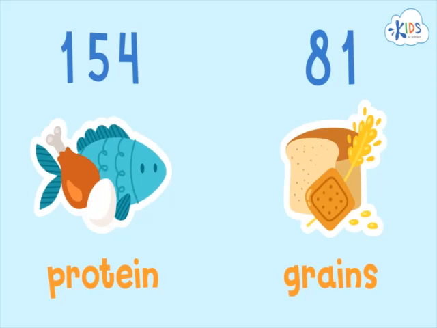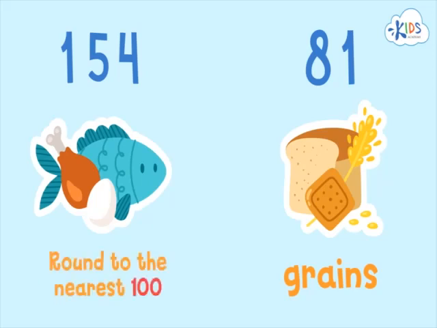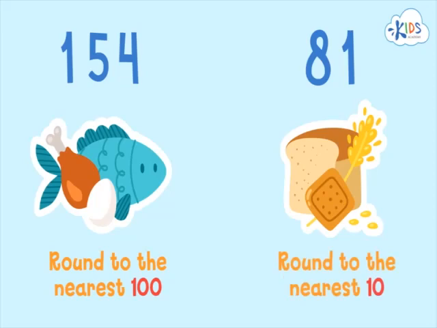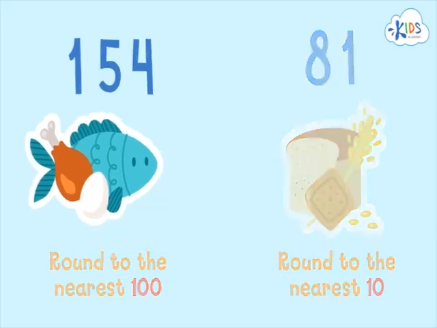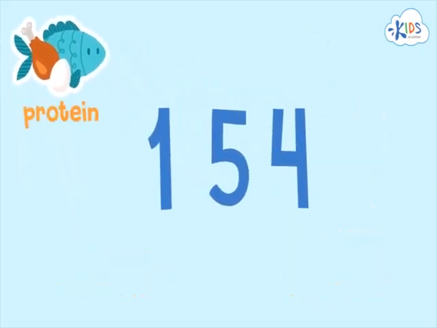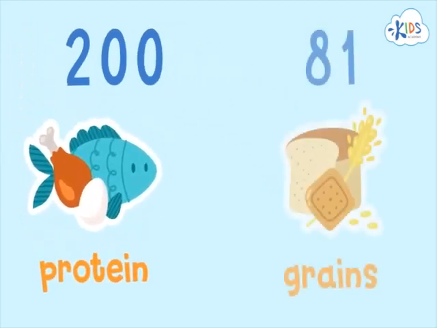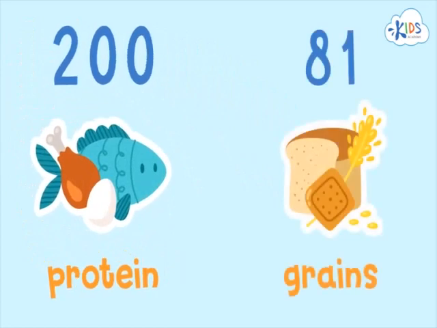Okay, here's the answer. We had to round the amount of protein one kid eats a day to the nearest 100 and round the amount of grains one kid eats a day to the nearest 10. The amount of protein one kid eats a day is 154 grams. I see a 5 in the tens place. I know if it's 5 or higher, we have to round up. The 1 in the hundreds place is underlined, so we have to round up the 100 to 200. So each kid eats about 200 grams of protein a day.